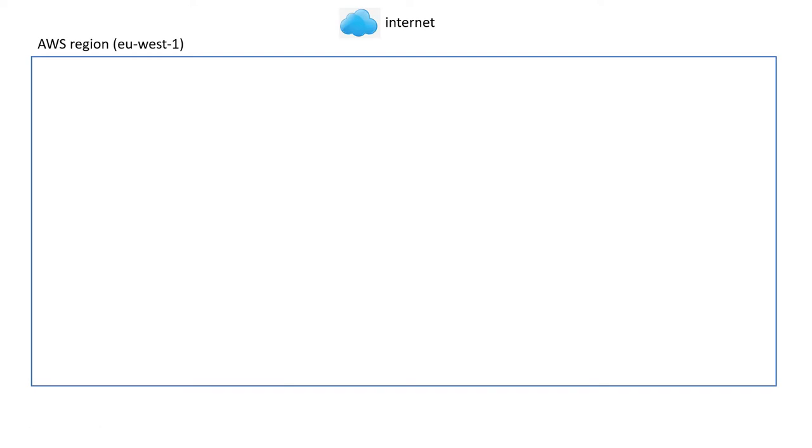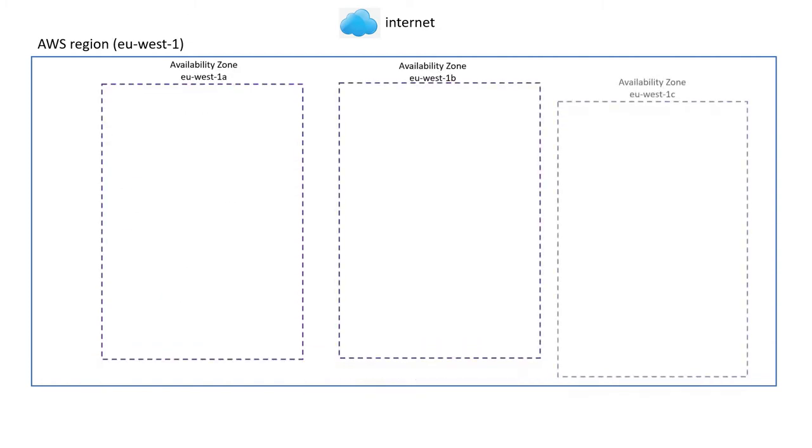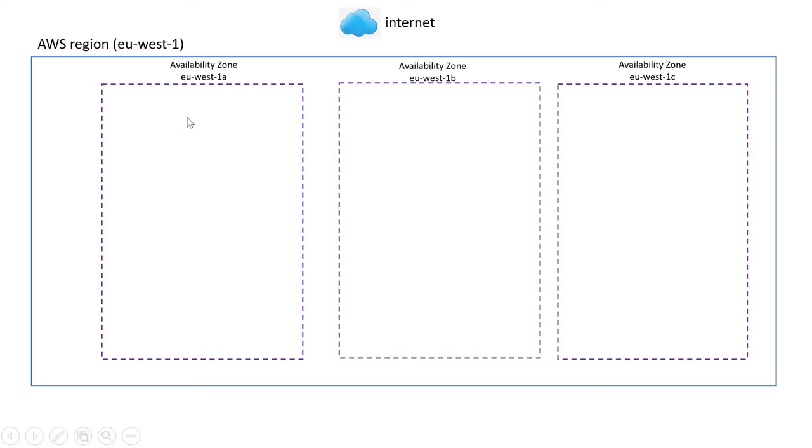And inside each region, we have at least three availability zones. So what is an availability zone? Availability zones are the data centers where your AWS services are hosted.